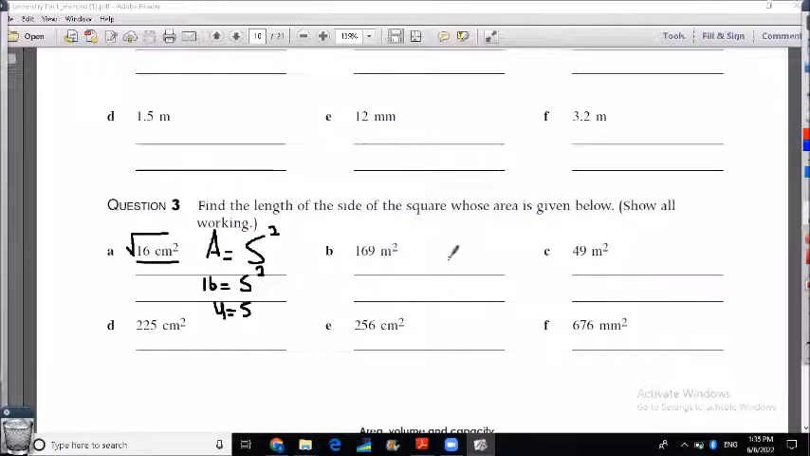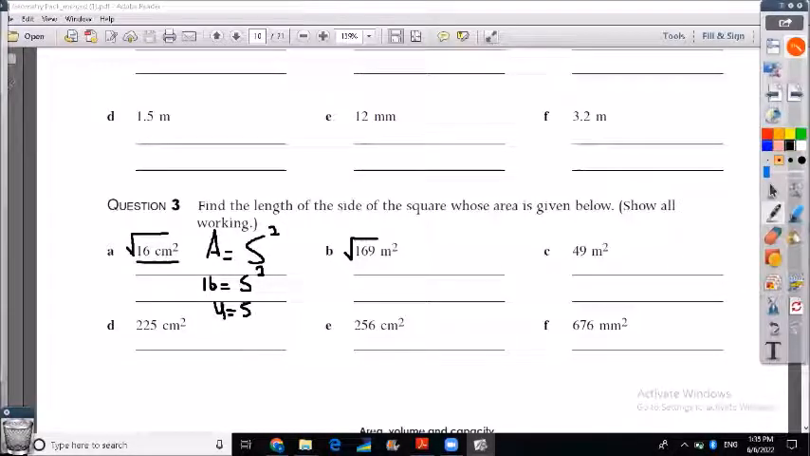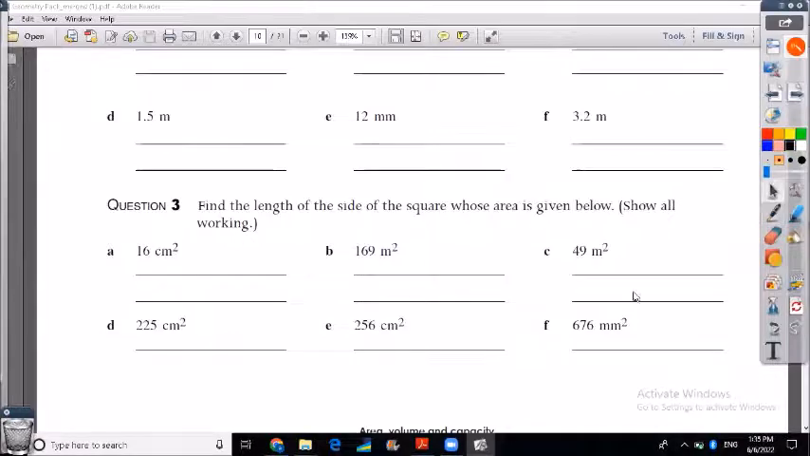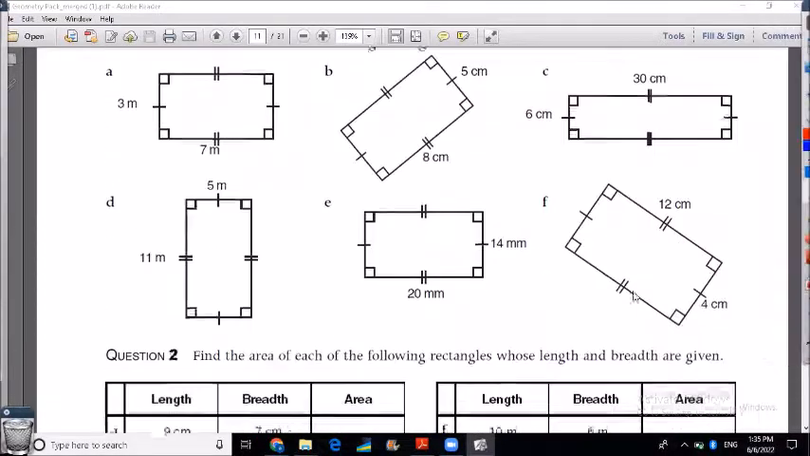The same thing exactly. You can do the same thing here. In every question, we need to find the square root of 169. What's the number that when you multiply by itself gives you 169, and so on with the rest of the questions. All right, let's move on to the next page.